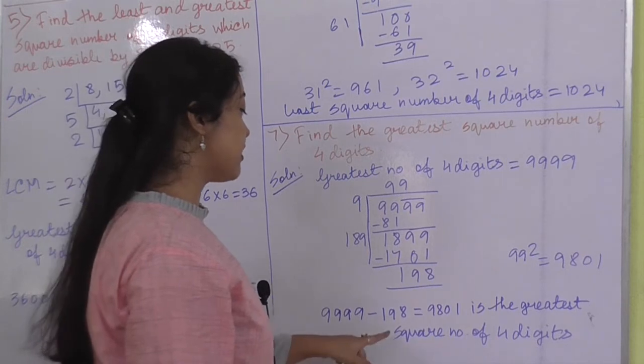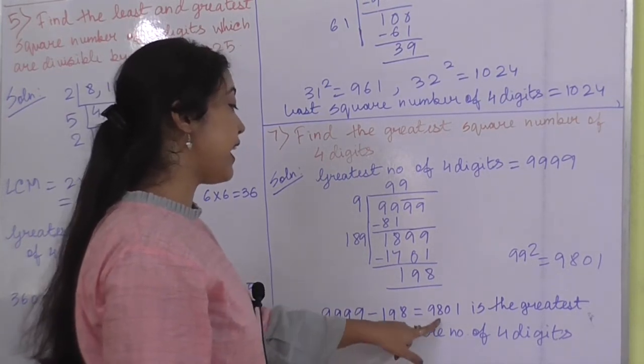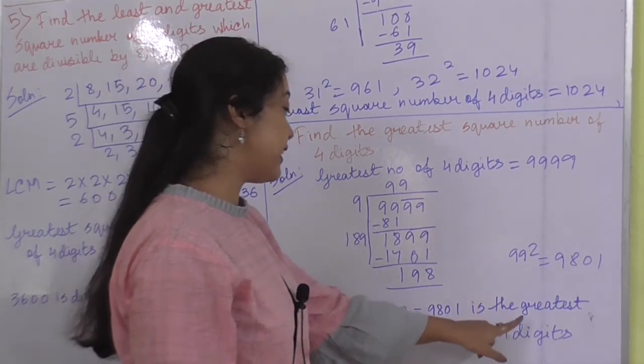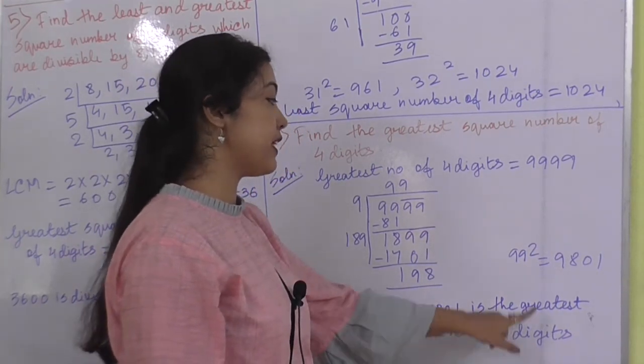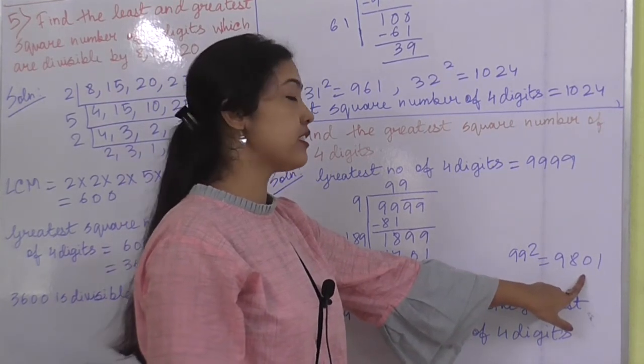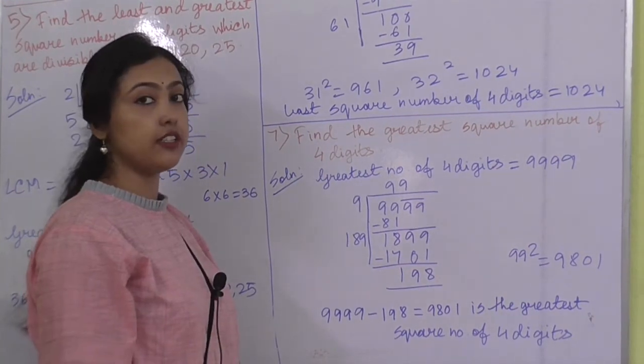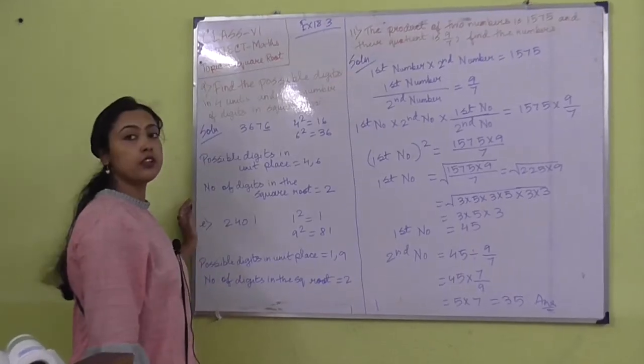Now if we subtract 198 from 9999, we are getting 9801, which is the greatest square number of 4 digits, because 99 square is 9801, which is the greatest square number of 4 digits. I think this problem is clear to you.